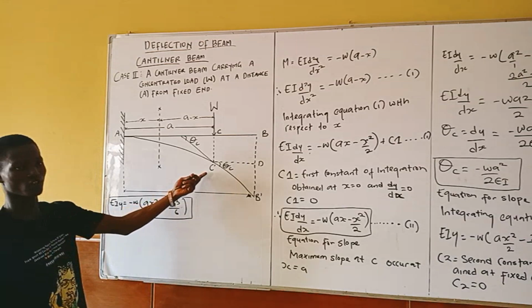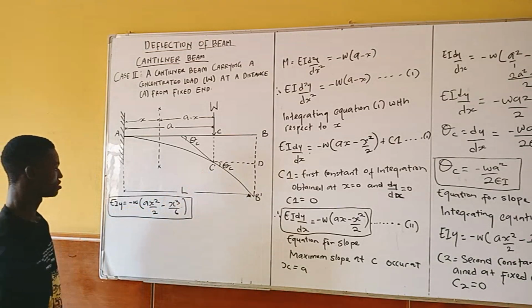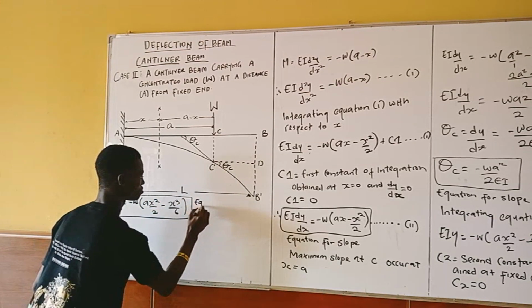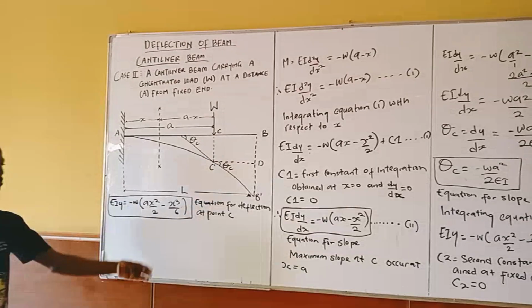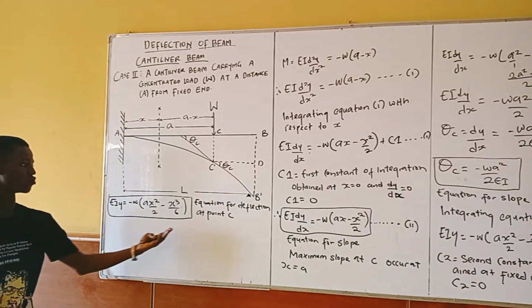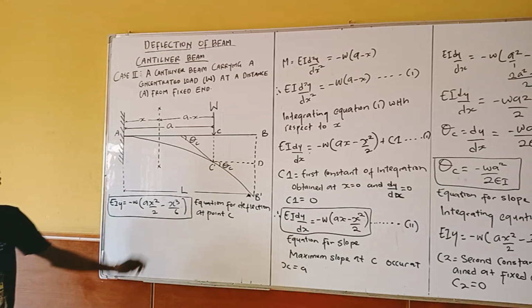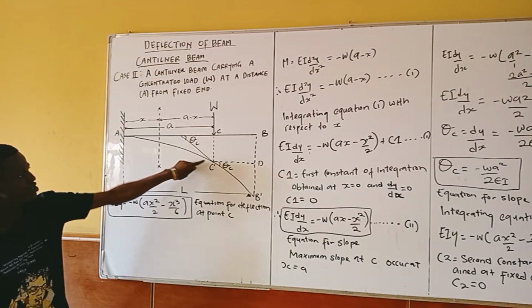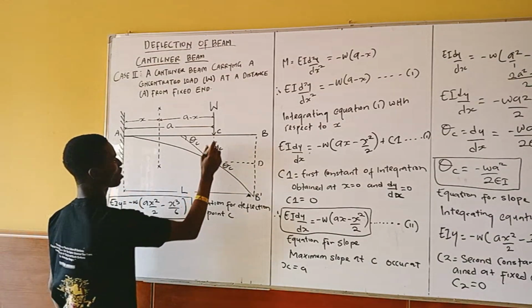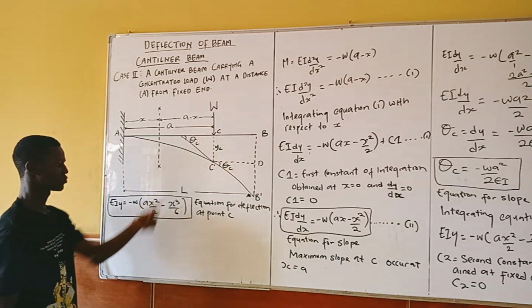Equation for what? For deflection at what? At point C. So let me write it. Our equation is for deflection at point C. So for me to have maximum deflection at point C, at this point now, for me to have my maximum deflection at point C now.